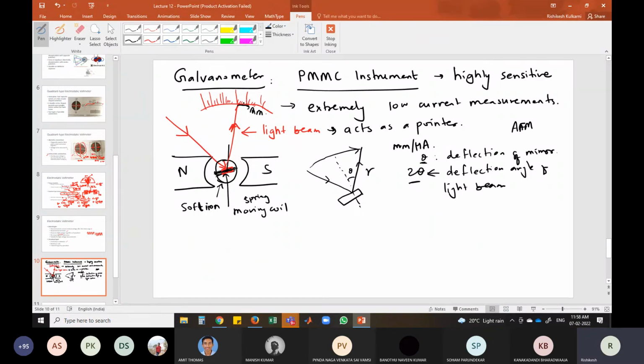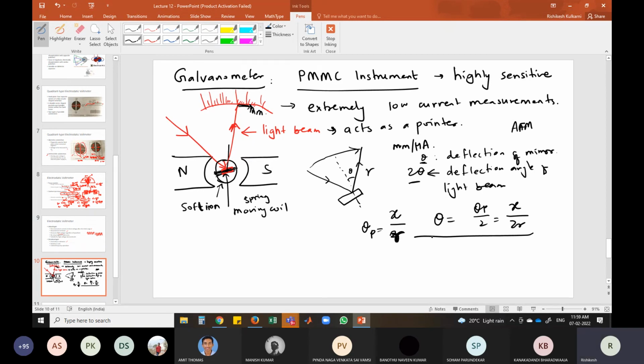And how much is 2 theta in this case? When you measure the deflection, let's say x, linear deflection, theta of the pointer is x by r, where r is the pointer length, the laser beam length. But actual theta is theta p by 2, which is x by 2r. Please remember this part. This is important to remember.